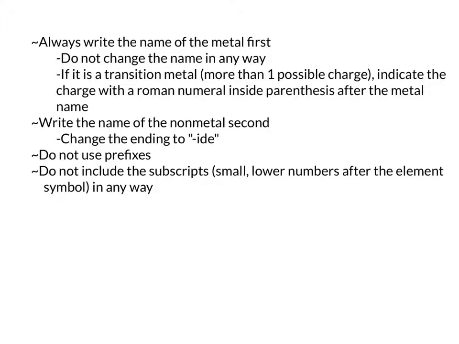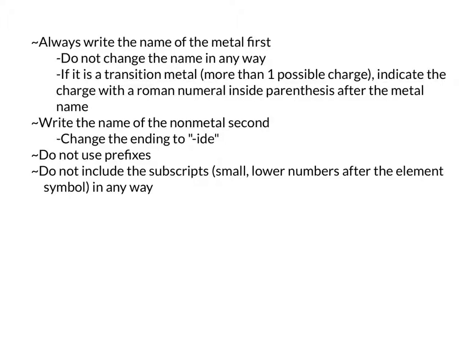In this video, we're going to review our rules for naming ionic compounds, as well as go through a few examples practicing naming some ionic compounds. First rule is to always write the name of the metal first. This is going to be the element that appears first when looking at the compound formula. Do not change the name of the metal in any way.